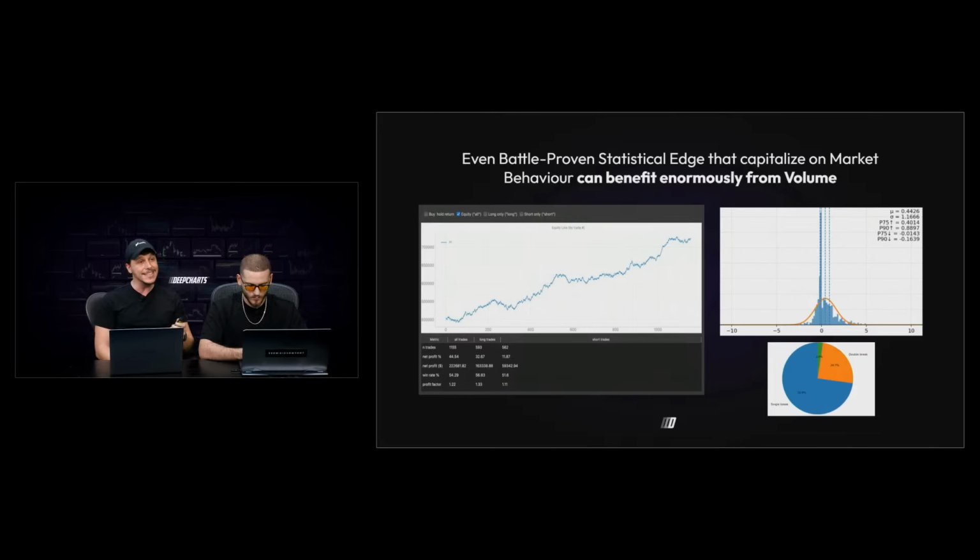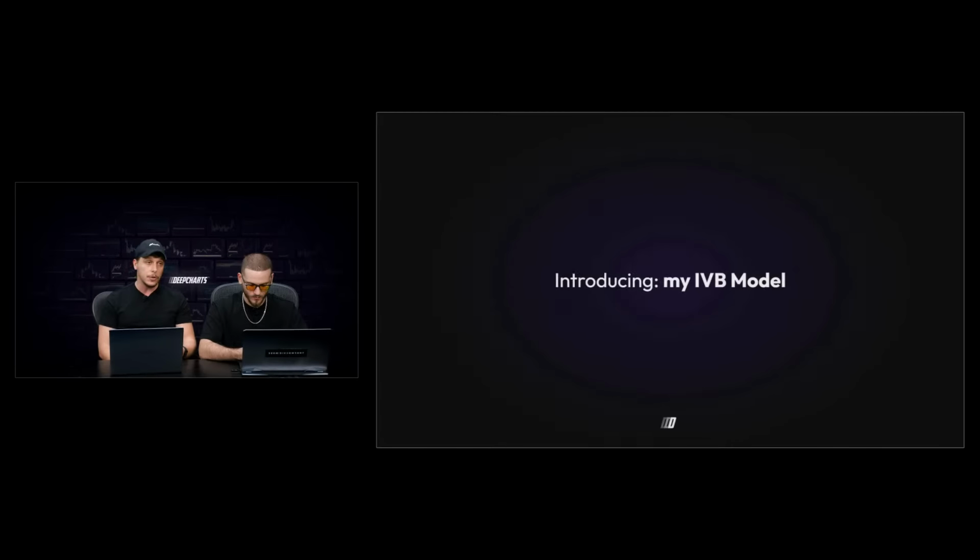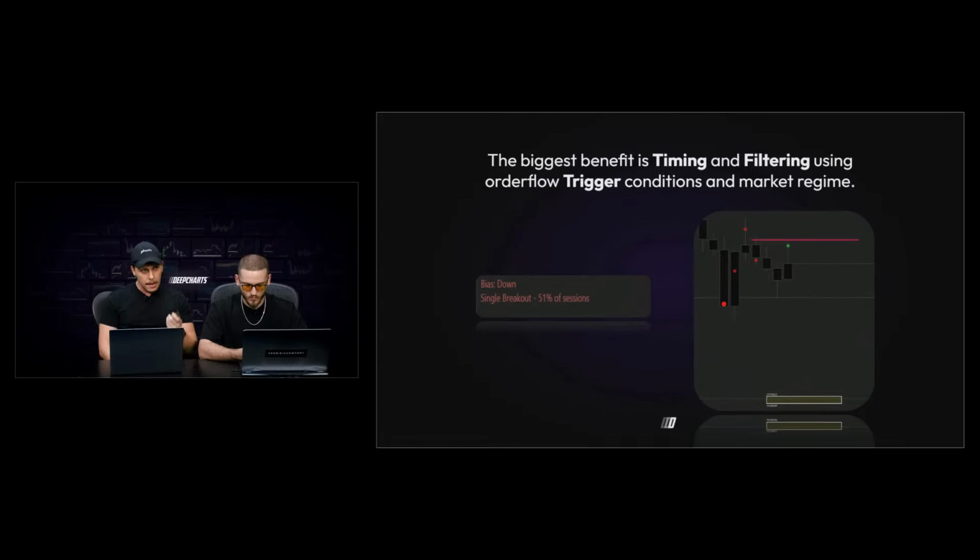Even battle-proven statistical edges that capitalize on market behavior can benefit enormously from volume. We have some quants that are working with me and Andrea. Hi to Luca. Ciao, Luca. And they did extensive research on models like initial balance, ORB, volume implementation. What we noticed is that volume can implement this kind of edge and improve them, okay? So the biggest benefit is timing and filtering using order flow trigger conditions and market regime.